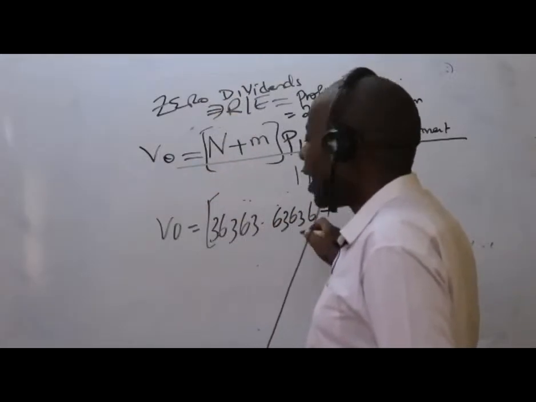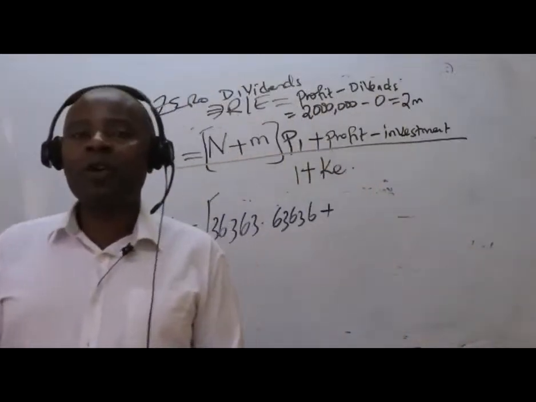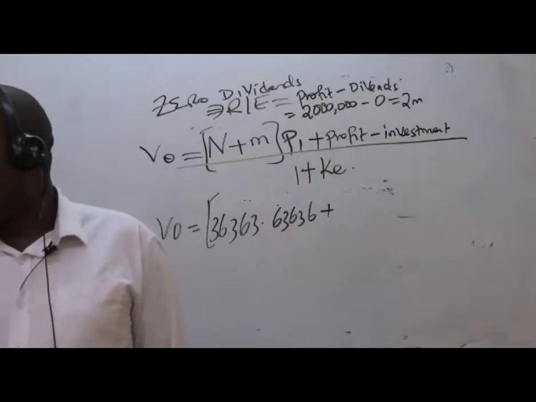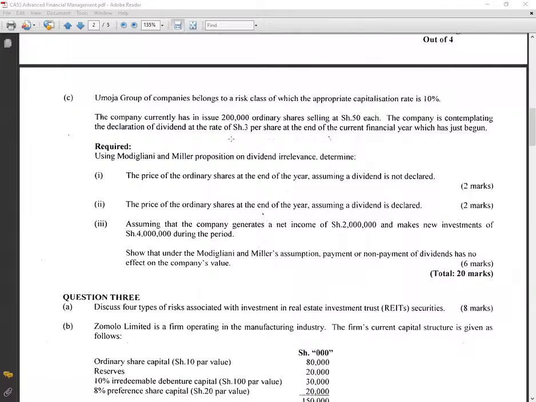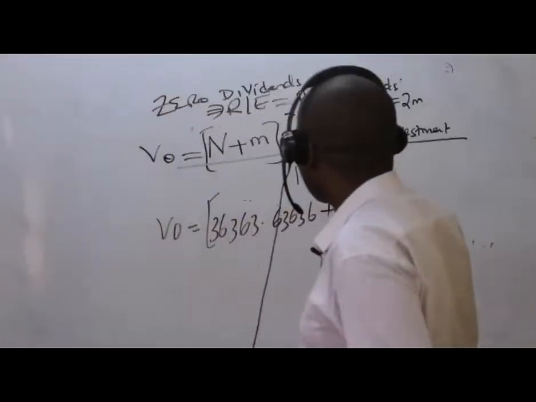Plus m. M, remember what we said about M. M stands for the old number of shares. Are you able to see the old number of shares somewhere in the question? Yes, they are right. The company currently has 200,000 shares. So, ladies and gentlemen, what we have here will be plus 200,000.